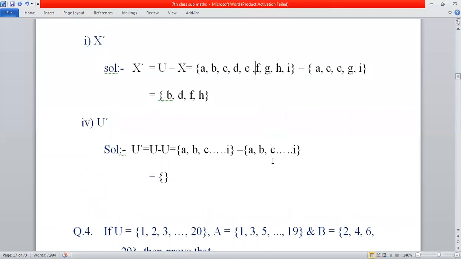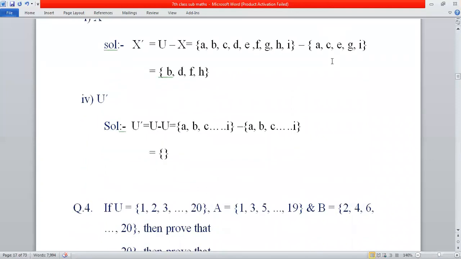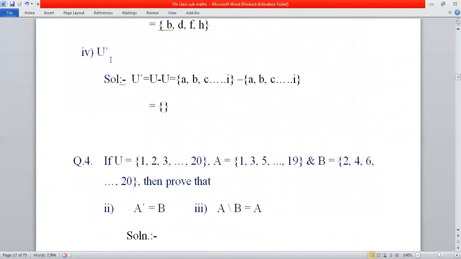Now come to the fourth part. In the second part you were given to find the y complement. So in the same way, here we write the universal set minus the elements of set y, and you subtract it from the first set, so you will get the y complement. And in the third part you were given to find the z complement. So here you write the universal set, then minus the elements of z, and you subtract it and get the z complement. These two parts you will do by yourself, and here I am going to explain the fourth part, that is u complement.